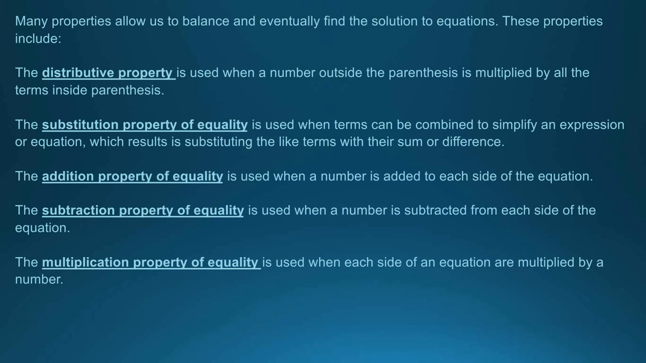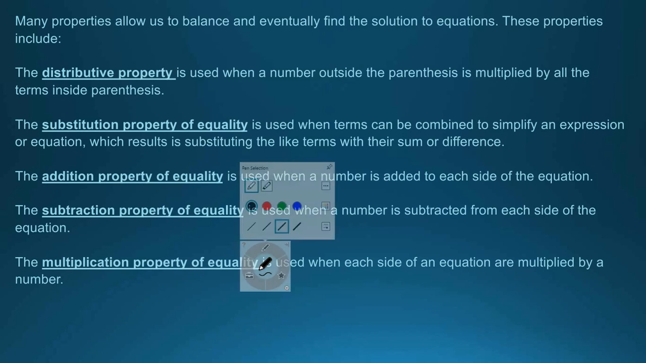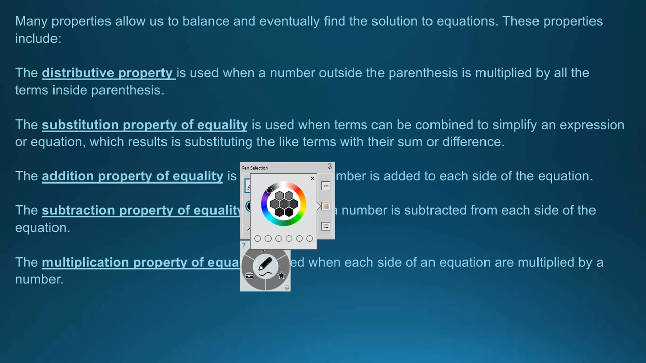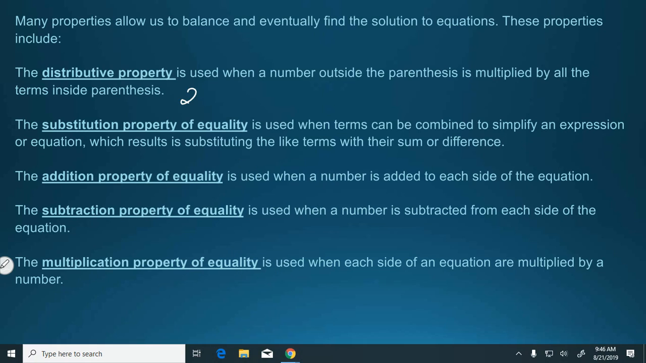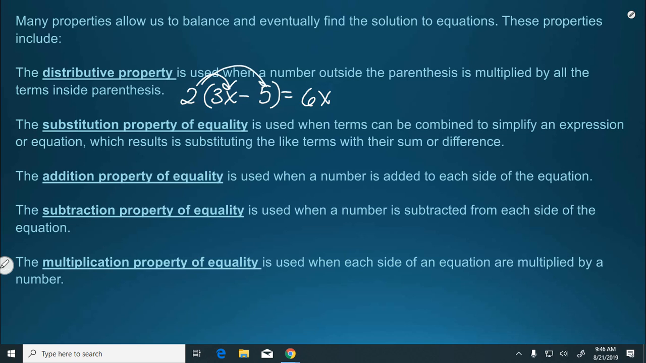These properties include the distributive property, which is used when a number outside the parentheses is multiplied by all the terms inside the parentheses. So you guys should be familiar with this from last year. One way you see the distributive property is if you have something like 2 times 3x minus 5, and you get 2 times 3x is 6x, and 2 times negative 5 is negative 10. So that would be 6x minus 10.